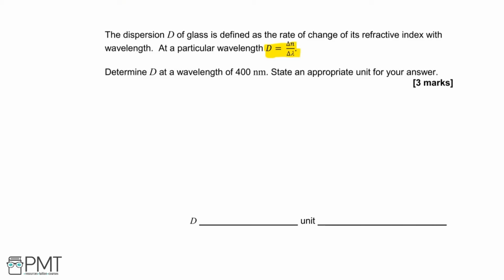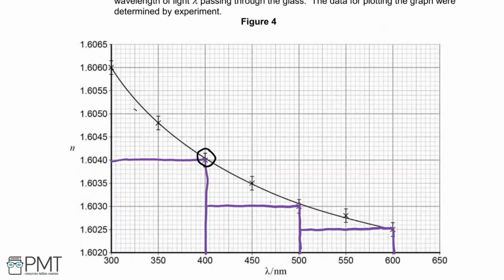So we do need to draw a tangent so that we can work out that gradient appropriately. So let's look back at the graph. You can see I've circled here at 400 nanometers where we want to draw that tangent. So I'm going to draw the tangent now. And you'll see that that tangent passes straight through the points. Now, let's turn that into a triangle so that we can find the change in n and the change in lambda. So let's write those values of delta n and delta lambda down.